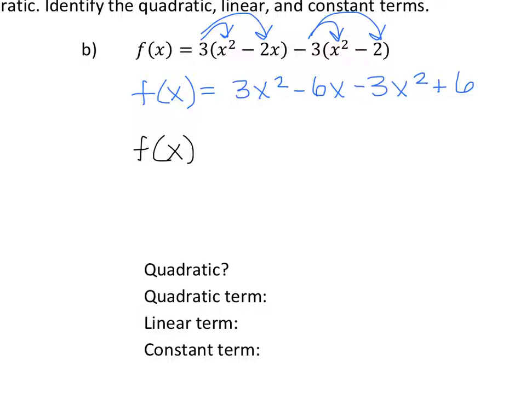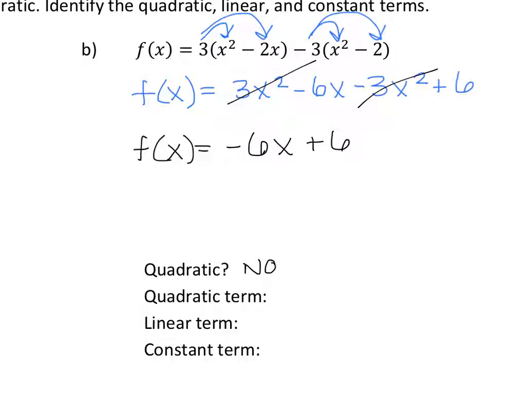The terms with x squared. They just become, well, what's 3 minus 3? 0. They go away. They just cancel each other out. So what are we left with? Negative 6x plus 6. So is this one quadratic?